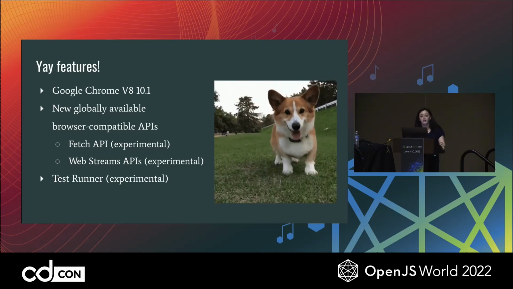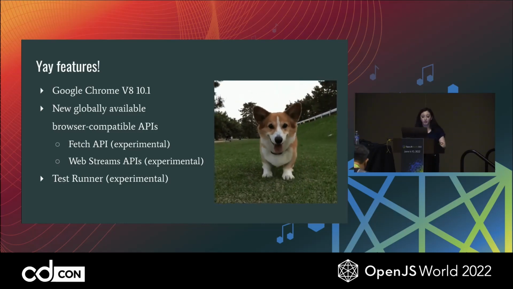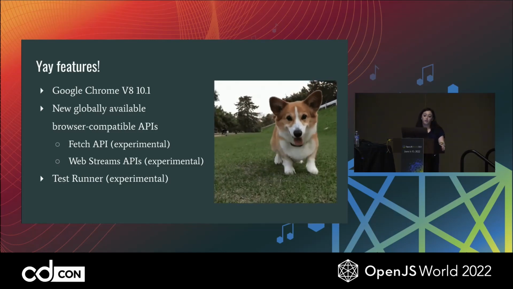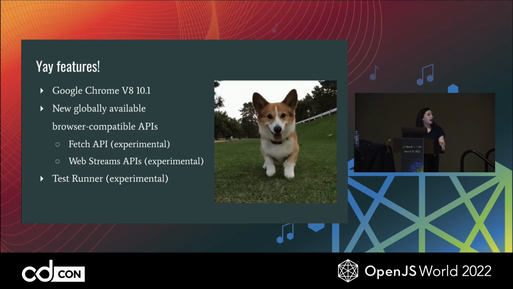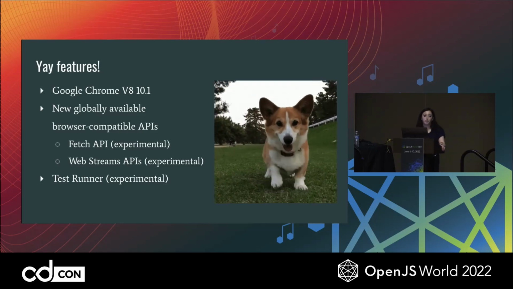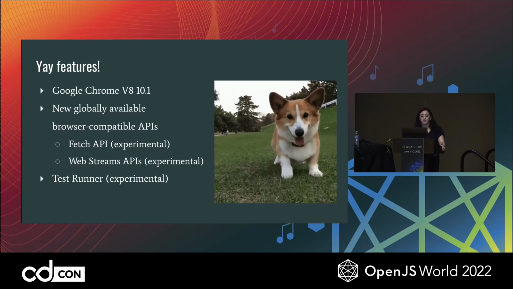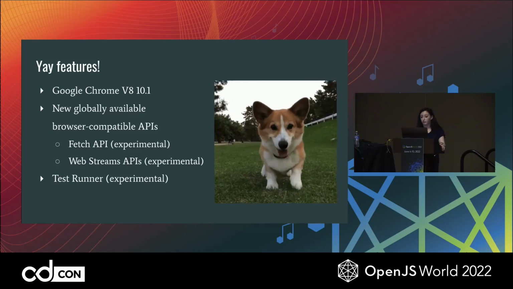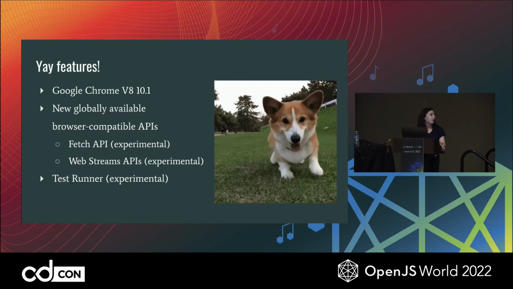Some of the key highlights in the Node 18 release included the Google Chrome V8 engine upgrade, and it's through the Google Chrome V8 upgrade that we pick up all the new JavaScript syntax and features and things like that. I believe we got some additional array methods or APIs through that upgrade.